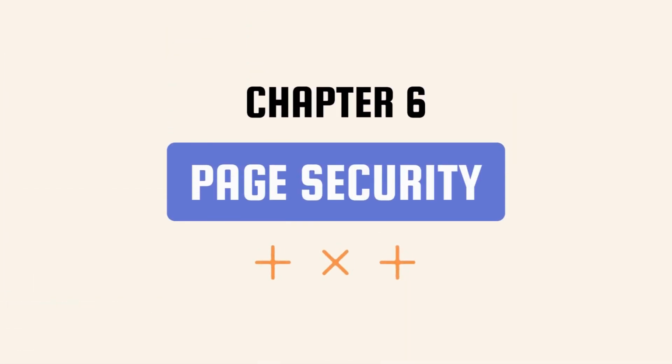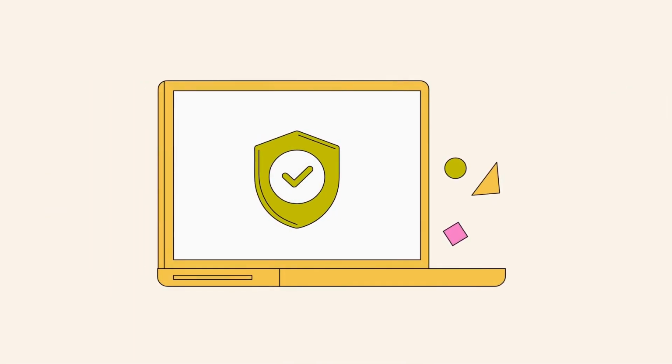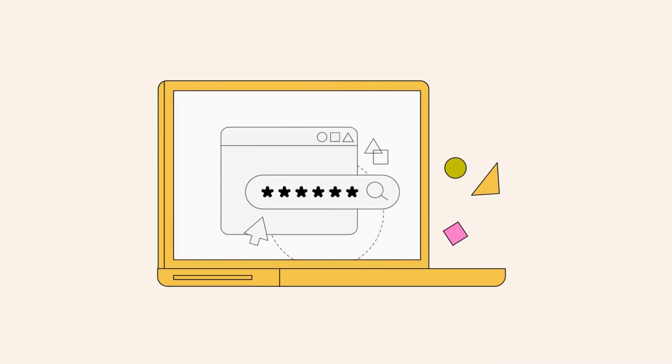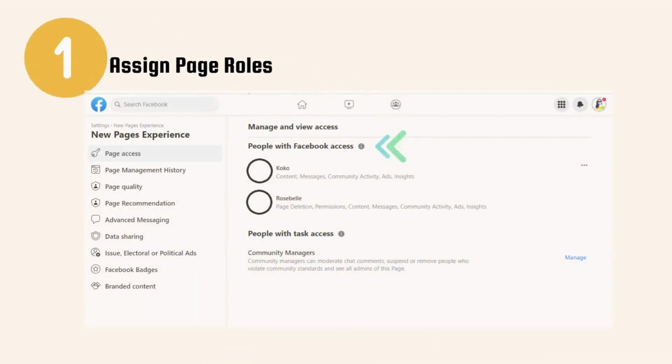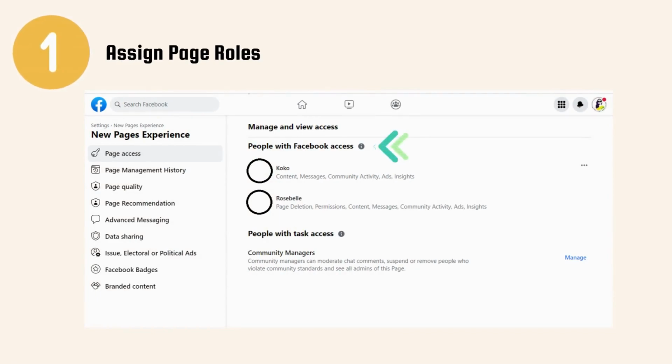Chapter 6. Page Security. Before we move on to discussing the monetization tools, let's first talk about page security, because keeping your page safe is essential, especially with the increasing number of cyber threats. 1. Assign page roles. To enhance your page's security, navigate to the Settings tab once again and click on Page Roles. Here, you can assign specific roles and permissions to team members and grant them access based on their responsibilities, such as admin, editor, and moderator.